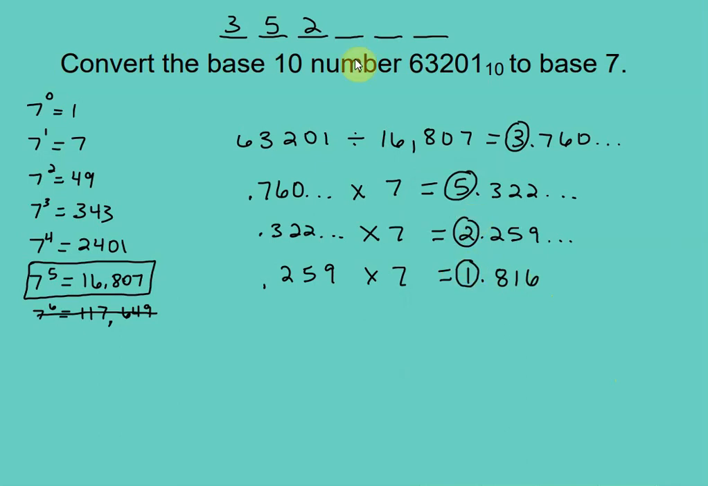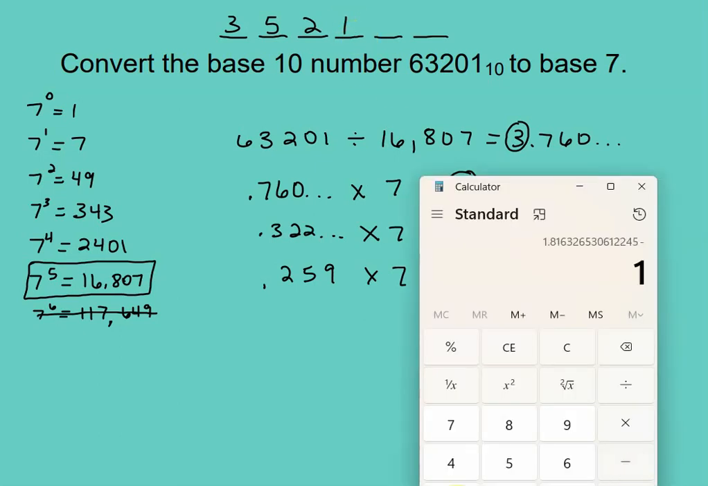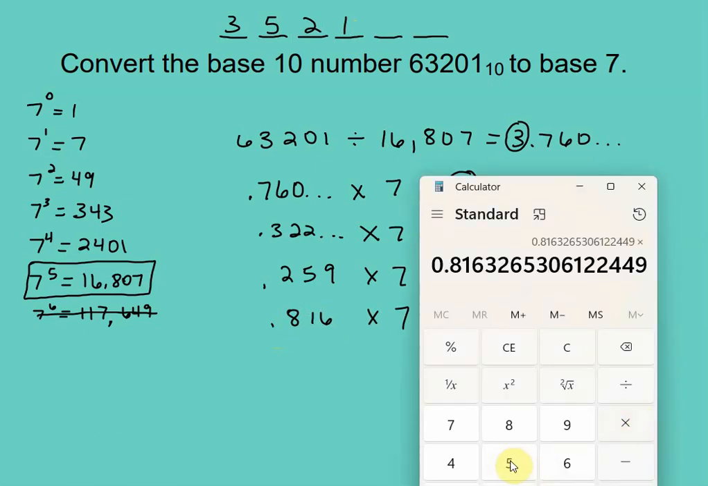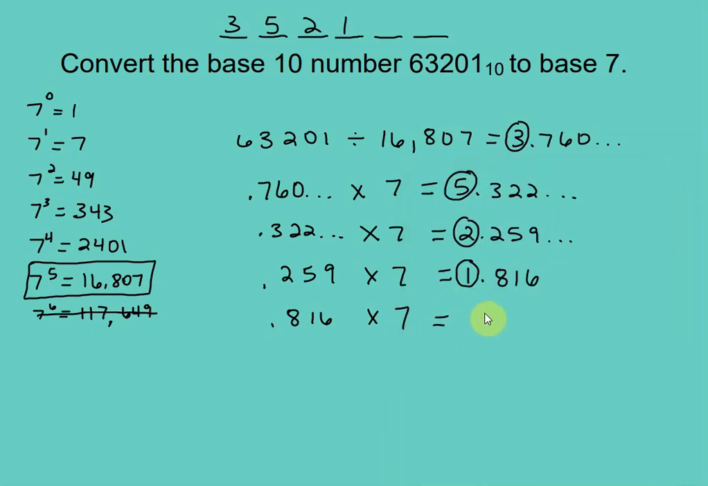Now I have the 1. I'm going to subtract 1 from my calculator. And that gives me the 0.816 times 7. And I get 5.714. All right, my next digit is a 5.